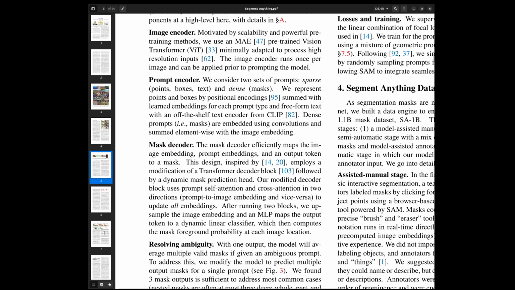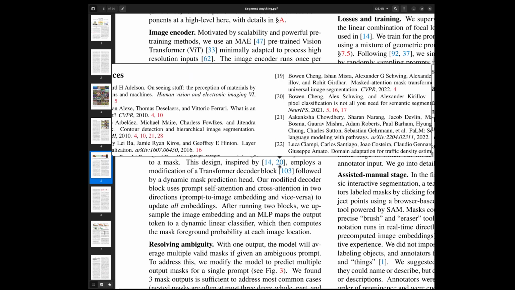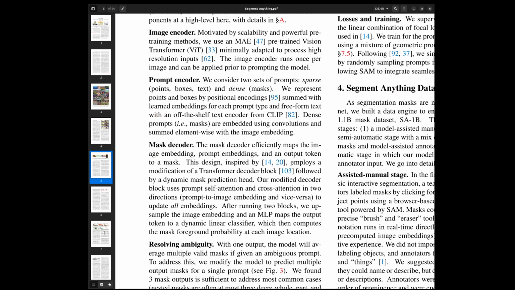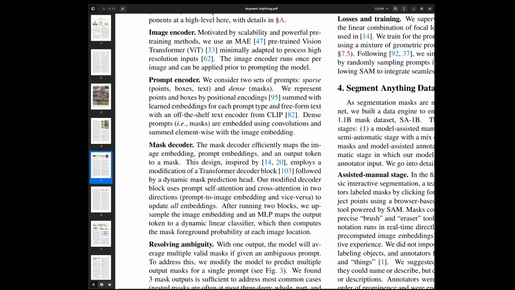Okay, the design is inspired by end-to-end object detection. This is DETR, and MaskFormer. It employs a modification of the transformer decoder block, followed by a dynamic mask prediction head. Our modified decoder blocks use prompt self-attention and cross-attention in two directions: prompt to image embeddings and vice versa.